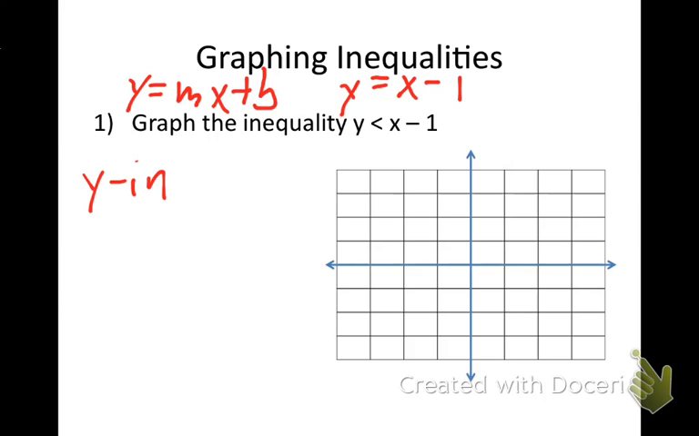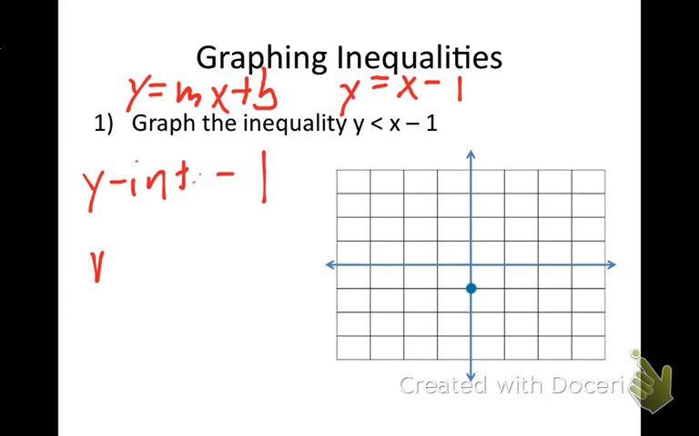What is my y-intercept on this inequality? What's my y-intercept, Nolan? What's the y-intercept? I don't know. Pat? The y-intercept is -1 because it's that constant usually right there in that form. Right? So y-intercept is -1, so I'm going to go plot -1.